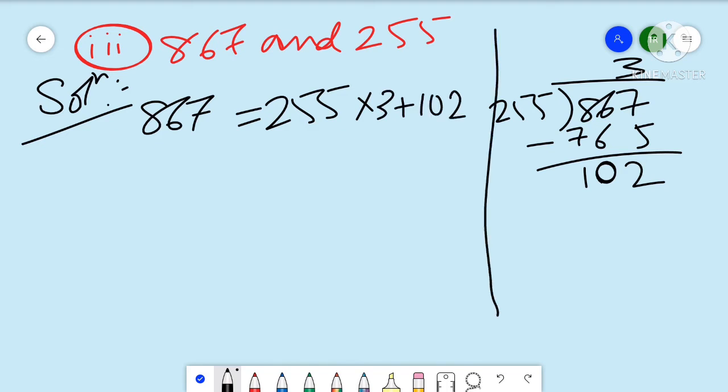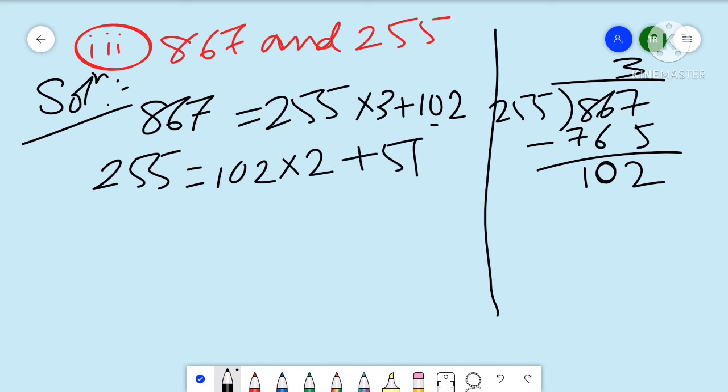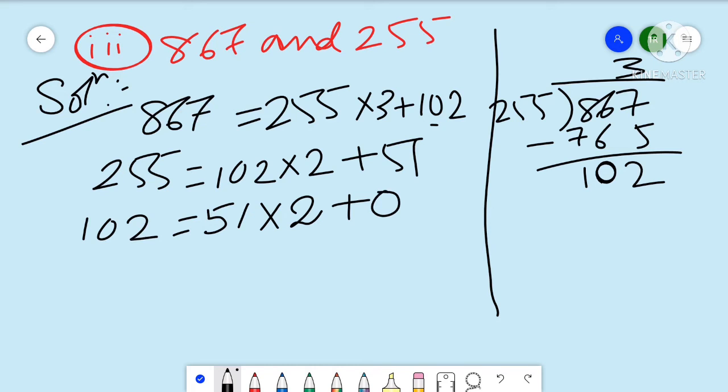Okay. Now what will be the next step? This time we will take 255 and we will take 102 here. So 102 into 2 plus 51. 102 into 2 is 204 plus 51 is 255. Now we will take 102 is equal to 51 into 2 plus 0. 51 twos are 102. So here 51 is the divisor and remainder is 0. So therefore our HCF will be equal to 51.